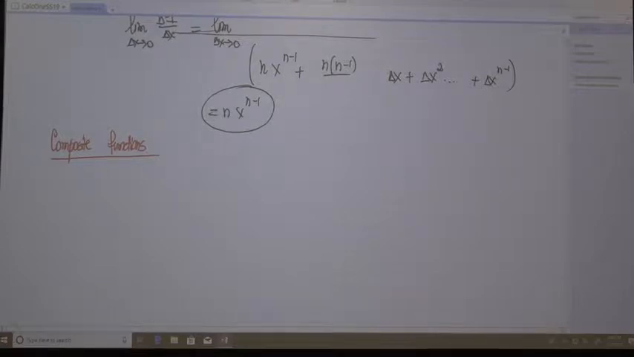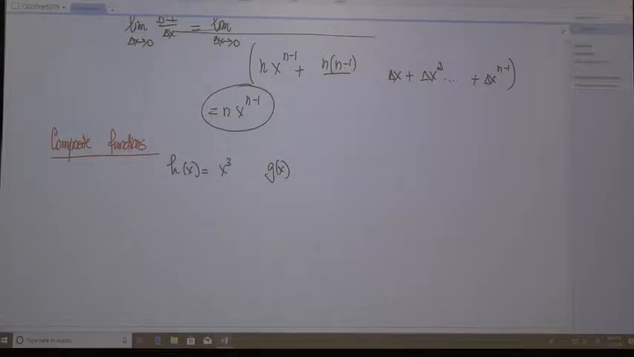What does it mean, the composite function? So let's say f of x is equal to x to the power of 3, and g of x is equal to x to the power of 4. Let's say f of x is h multiplied by g.